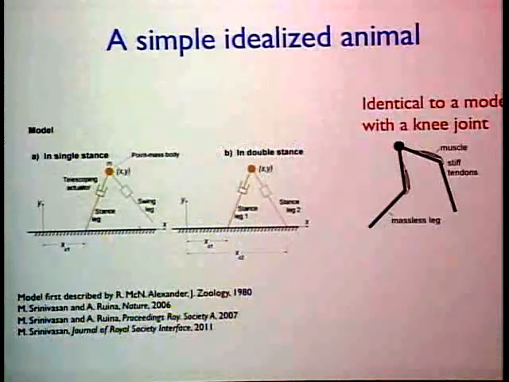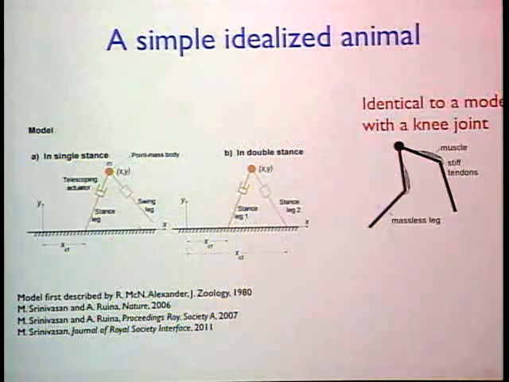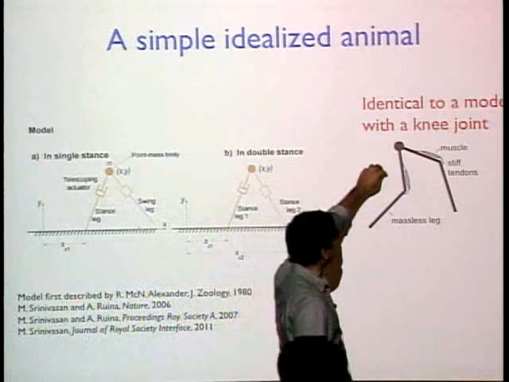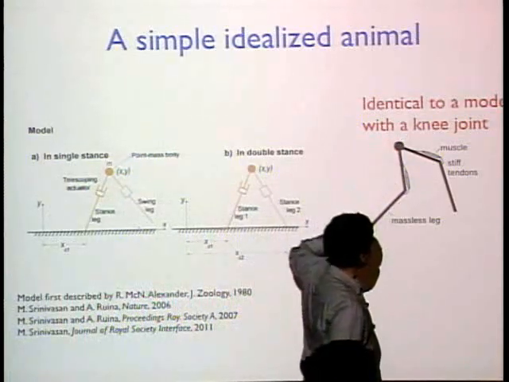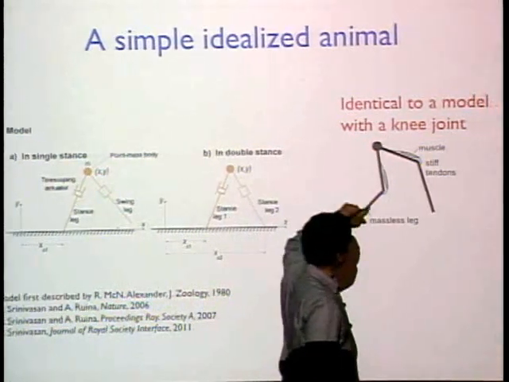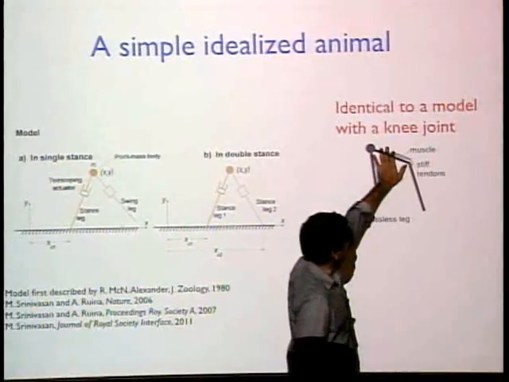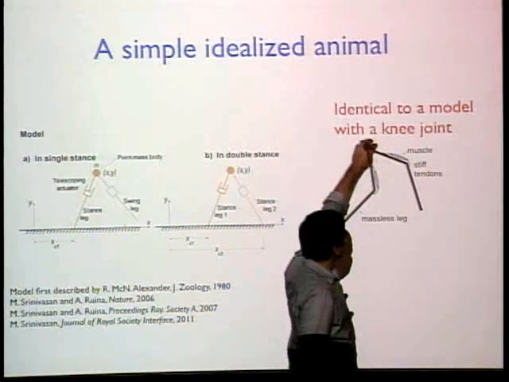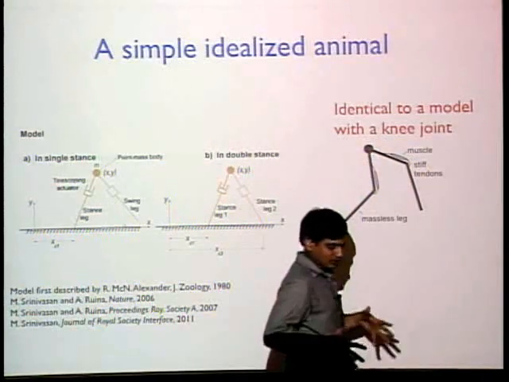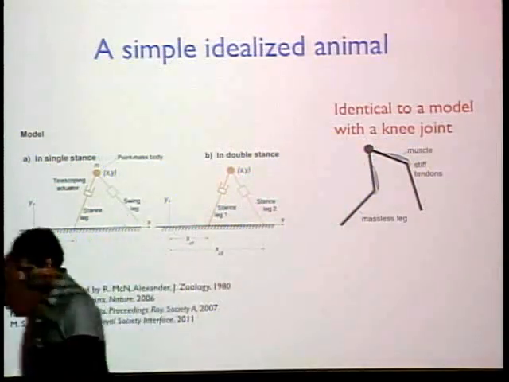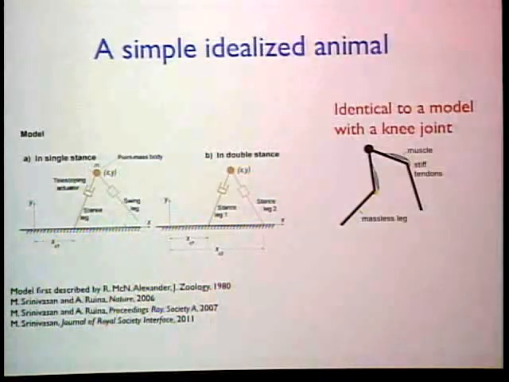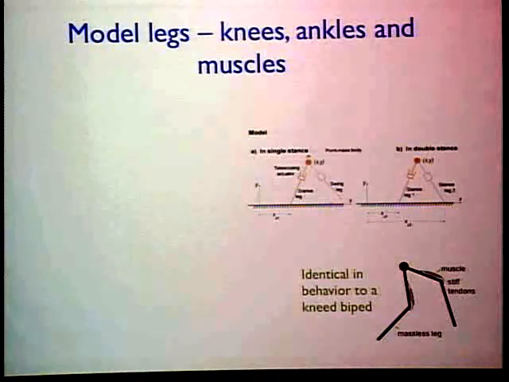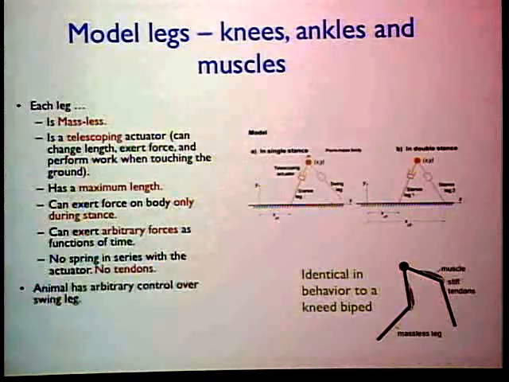So the model that we considered looked something like this. Maybe you can ignore this picture. They're actually completely equivalent. It had a point mass body, maybe a leg with one segment, one muscle. The legs are essentially massless, and all the body is concentrated at the hip. So it's a really ridiculously simple model. So those are just assumptions of the model.